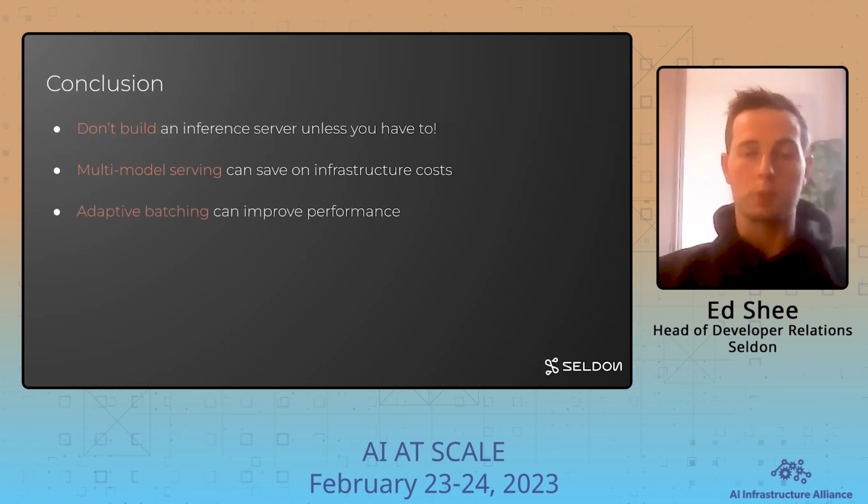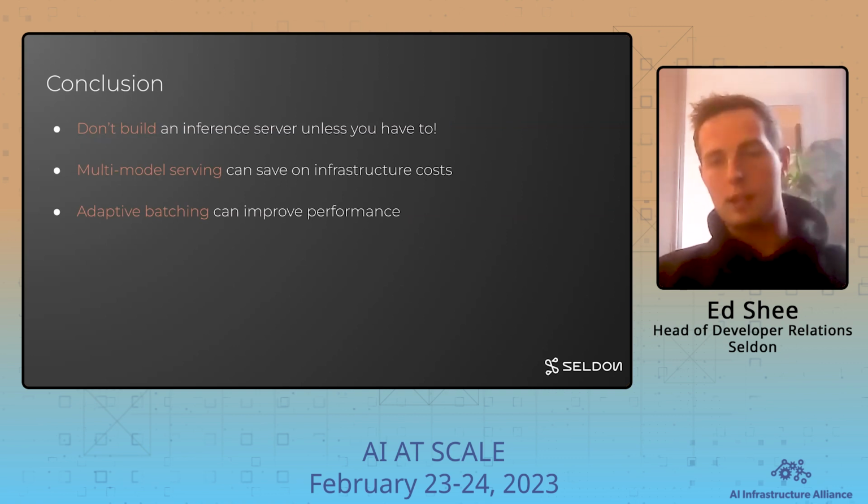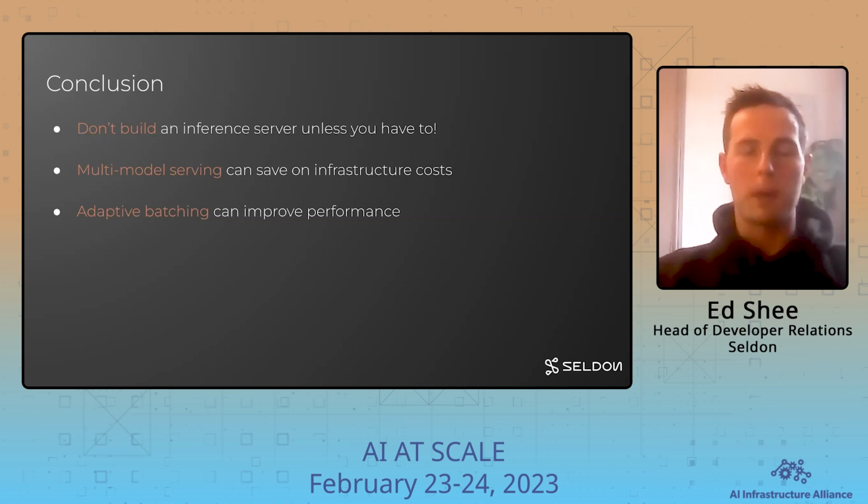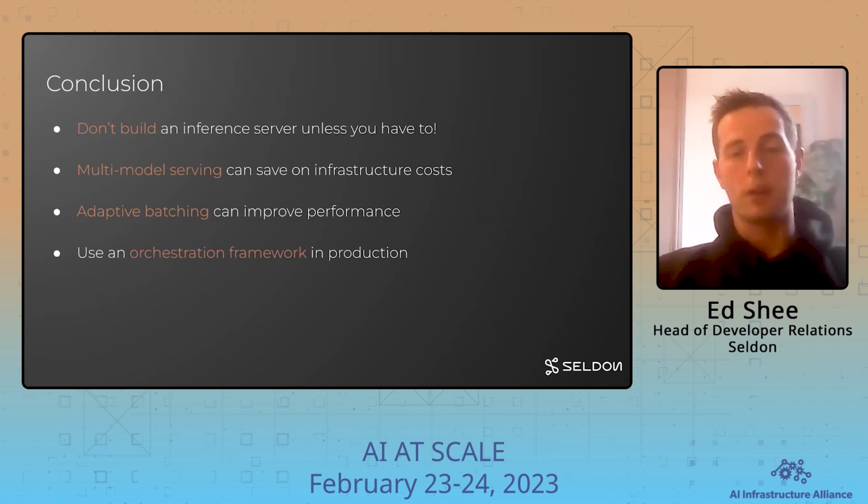Adaptive batching, as we saw in the example, drastically improves performance. But again, it slightly depends, right? If you get one large batch of requests every 2 minutes, it's not massively going to help. But in the scenario I showed you where you're getting lots of little individual requests, adaptive batching makes a huge performance increase. And then finally, use an orchestration framework when you get to production. Even if you're using MLServer, don't just leave it on its own, right? Have some sort of layer that sits over the top and manages it and makes sure that your whole machine learning estate is up and running.